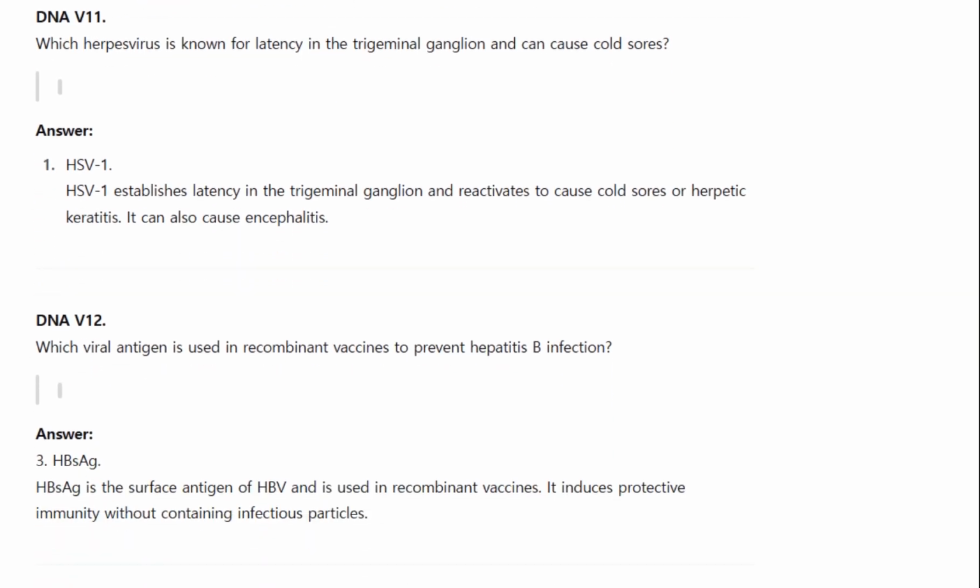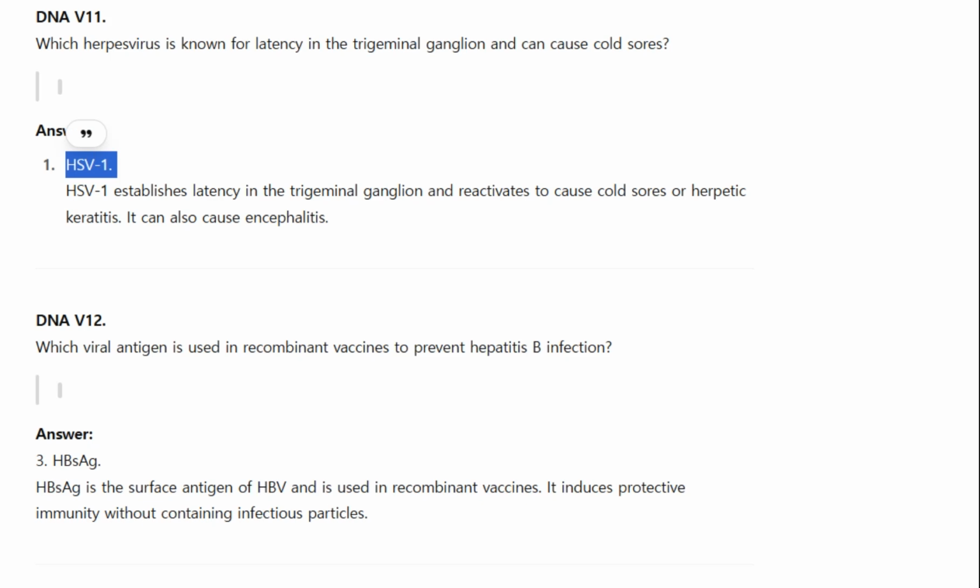DNA herpes is known for latency in the trigeminal ganglion and can cause cold sores. Answer: 1. HSV1. HSV1 establishes latency in the trigeminal ganglion and reactivates to cause cold sores or herpetic keratitis. It can also cause encephalitis.